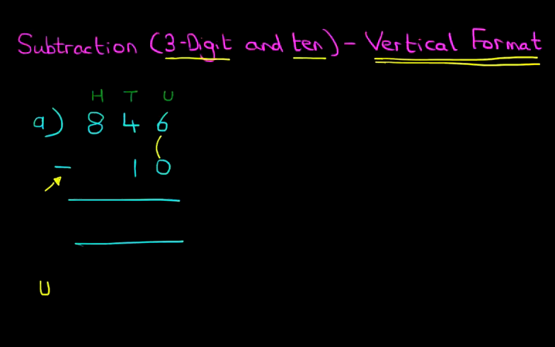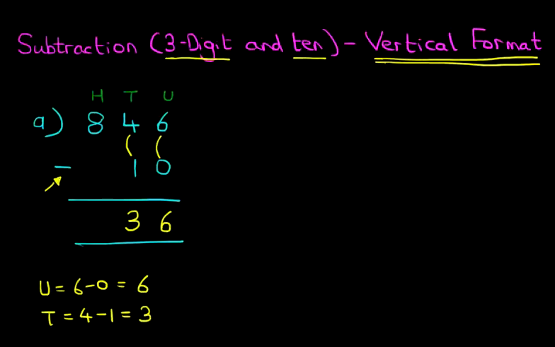Now let's show the workings here. We have 6 minus 0. Well, in that case it remains 6. The units does not change. 6 minus 0 is 6. Next we have the tens. Okay, so let's write this down here. We have 4 minus 1. So what is 4 minus 1? The answer is 3.